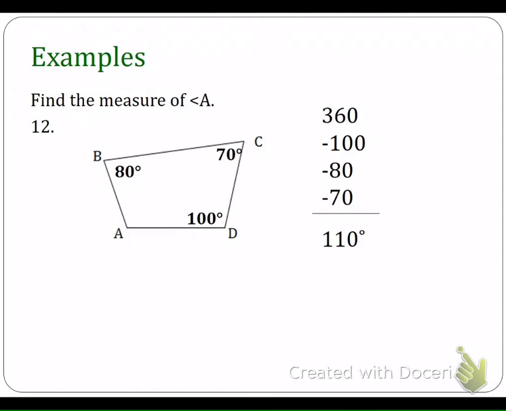110. Yeah. If you add those together first, you get 250. 360 minus 250 is 110. Or just use your calculator. Minus, minus, minus.